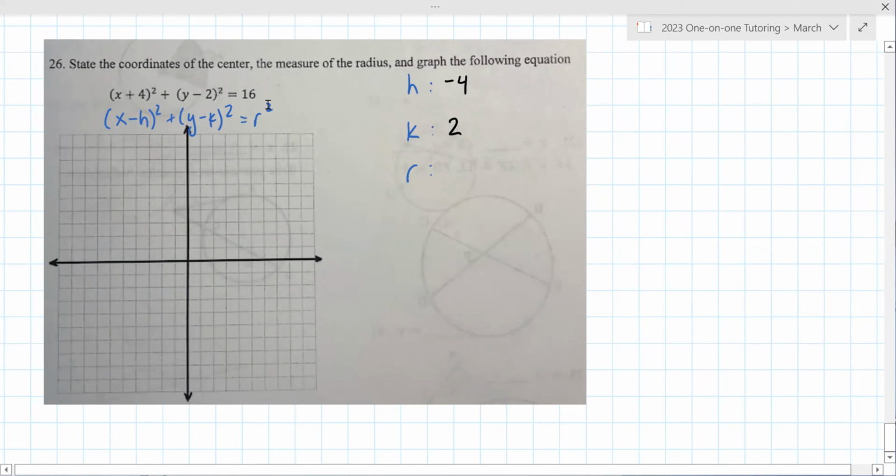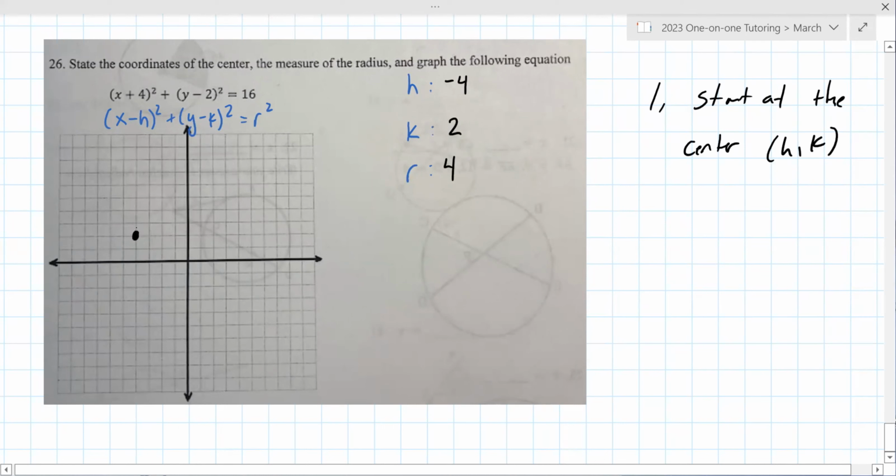So h is -4, k is 2. What is the value of r? What number, when you square it, gets you to 16? 4. So to graph this, you start at the center. The center in this case is h comma k, so -4, 2, right there. Okay. All right.